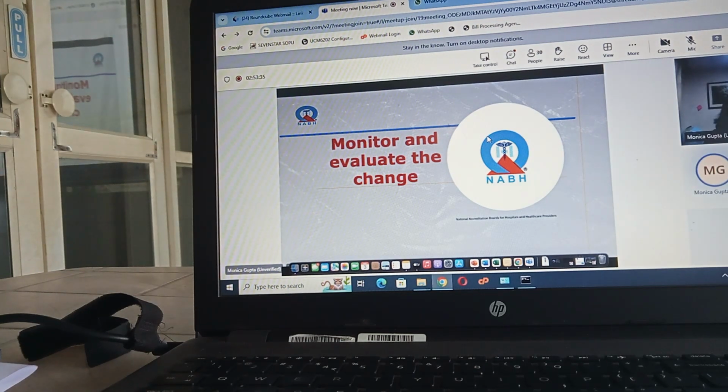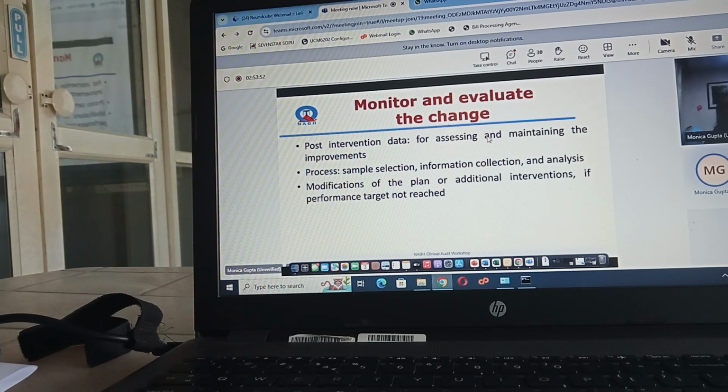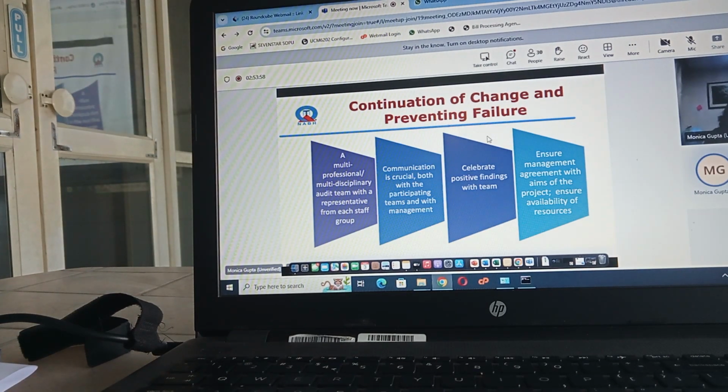Okay, so this was about implementing change. Then next comes monitoring and evaluating the change. So we have to look at post-intervention data for assessing and maintaining the improvements. Now the process will be sample selection, information collection and analysis, modification of any of the audit plan or additional intervention if performance target is not reached, and how do we go about doing it? Continuation of change and preventing failure. How do we do that?